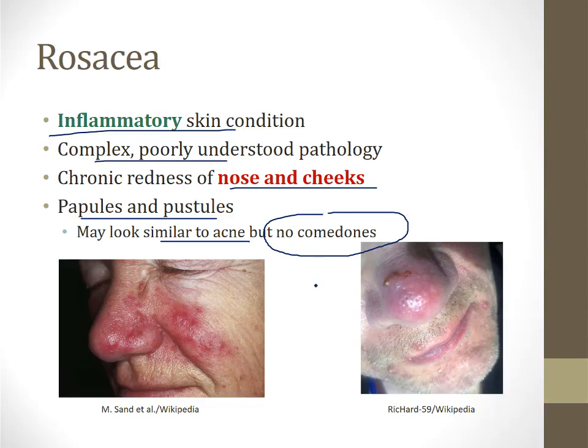If you look at the bottom left side of the screen here, this is a man with rosacea. Notice the redness on the nose and the cheeks surrounding the nose. That is a classic appearance of rosacea. These people often look like they have a bright red nose like Rudolph the reindeer. You can see the same thing on the right side of the screen.